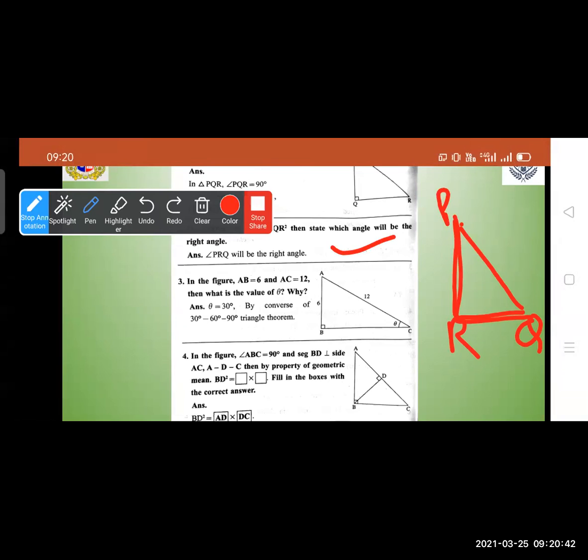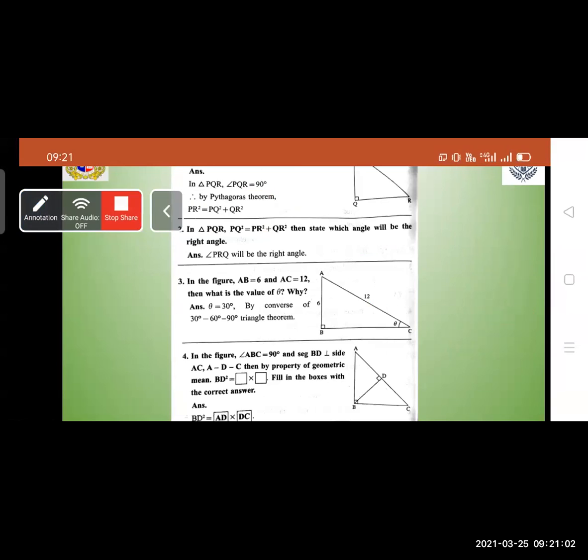Okay, in the figure AB is given, AC is given. What is the value of theta? So 6, ये इसका half है, तो ये कितना हो जाएगा हमारा 30 degree. Then BD square, yes, BD square, geometric mean. BD square is equal to AD into DC. Apply geometric mean theorem here.